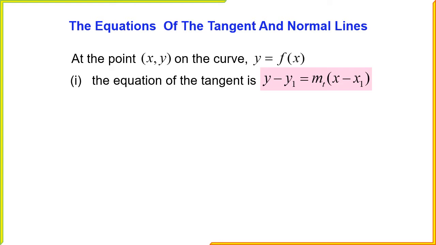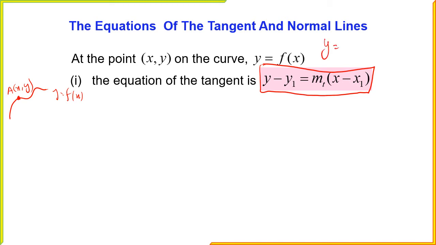So at the point x, y on the curve y equal to f x, let's say we have this point A, which is the x, y coordinate. The equation of the tangent is y minus y1 equal to m t multiplied by x minus x1. So this is the method to write down the equation of the tangent. Why y1? Because we know the way to find the equation of a straight line, right? So this is another method to find the equation of a straight line. It's either y equal to mx plus c or y minus y1 equal to m multiplied by x minus x1. So you can use either one.